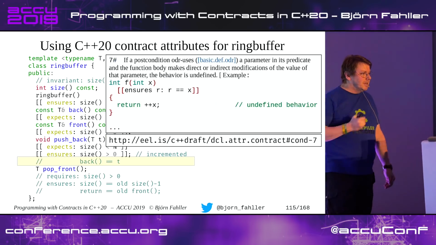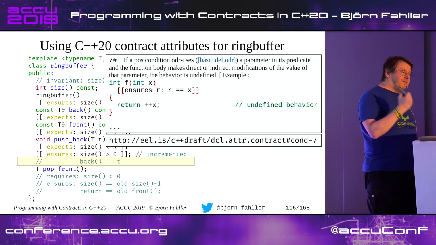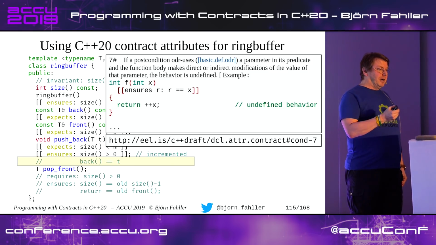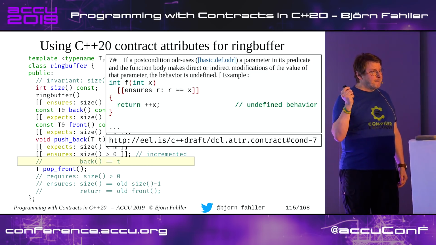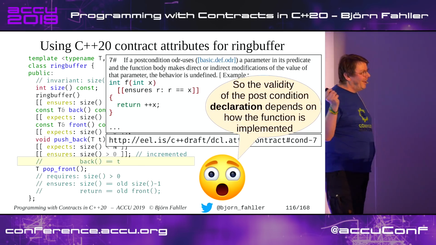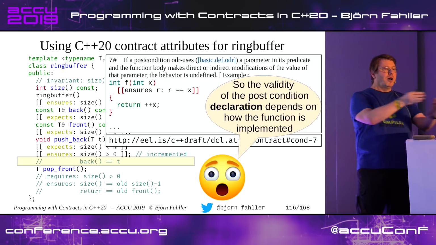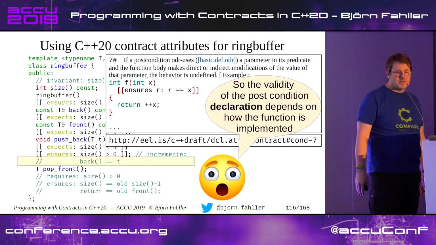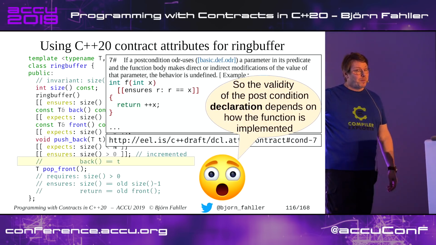But then it goes on to say this. If a postcondition ODR uses a parameter in its predicate, and the function body makes a direct or indirect modification of the value of that parameter, the value is undefined. I have issues with this, because the validity of an interface declaration depends on how you choose to implement it. There will be questions on Stack Overflow. There will be.